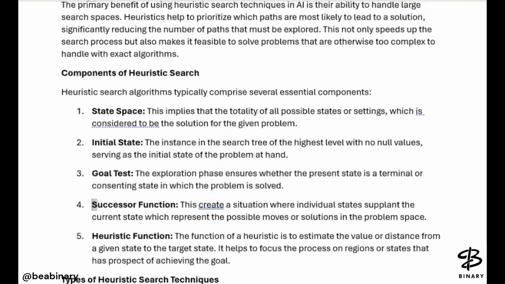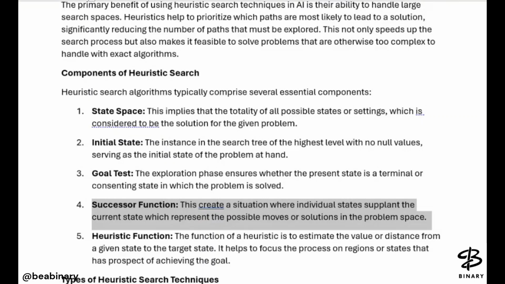Then the successor function. This creates a situation where individual states supplant the current state, which represent the possible moves or solutions in the problem space. We have discussed this in state space search also. What other situation can an individual state lead to, right? करंट स्टेट आगे कौन से पॉसिबल मूव्स के साथ गोल स्टेट तक हमें लेकर जा सकती है, दैट इज द सक्सेसर फंक्शन कि इसके नेक्स्ट क्या होगा.